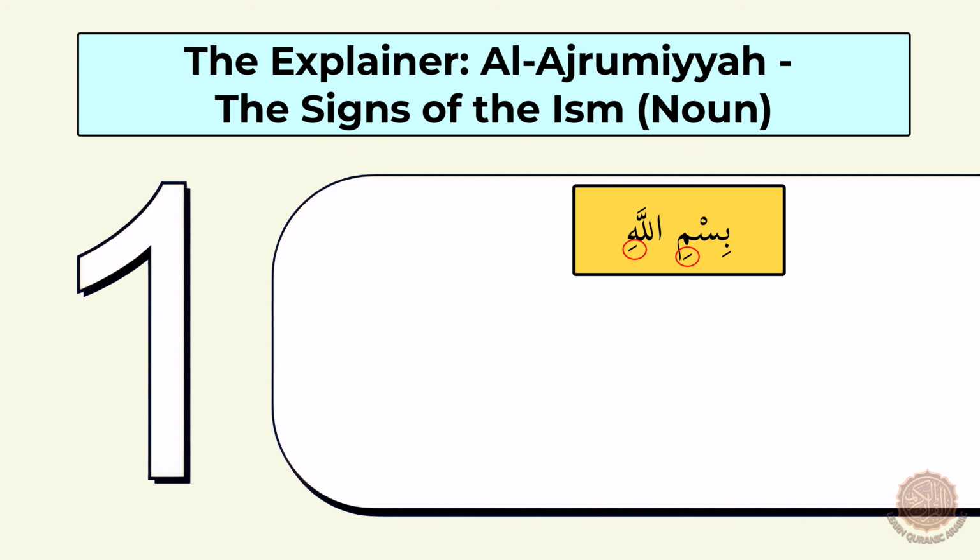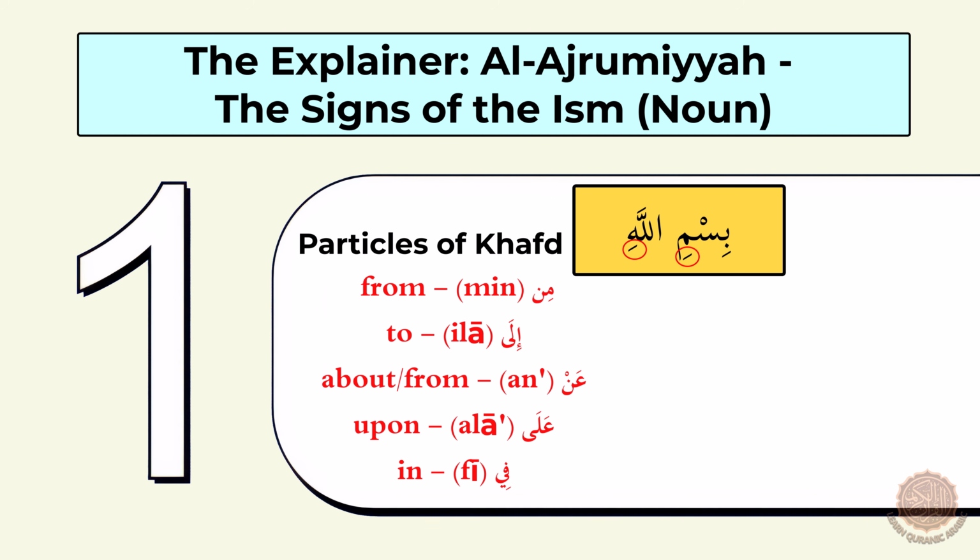It's put into this state by a special particle that comes before it, what we call a harf al-khafd, a particle of lowering. Here are some of the most common ones you'll see all the time. Min, which is from, ila, to, an, about, ala, upon, and fi, which means in. Also, the letters we use to take an oath, the waw, the ba, and the ta, they also force the noun after them into this state of khafd, something we recite every single day.